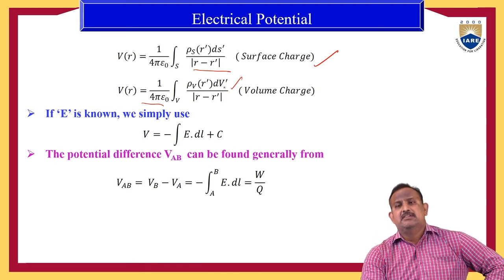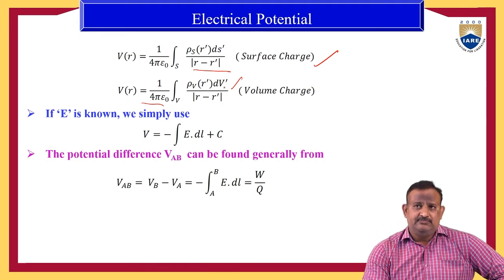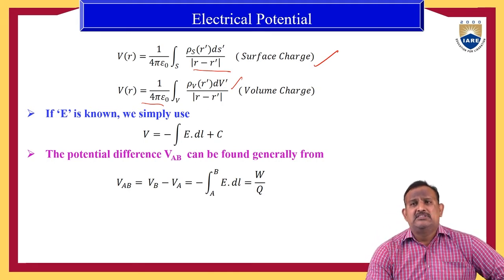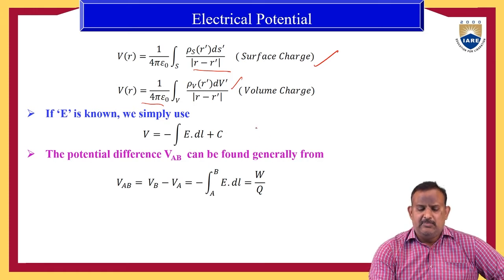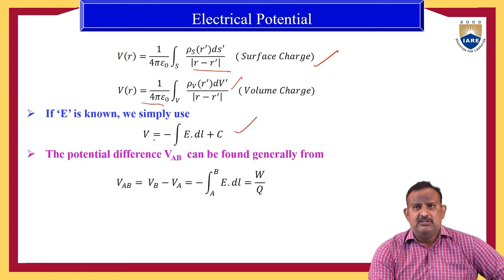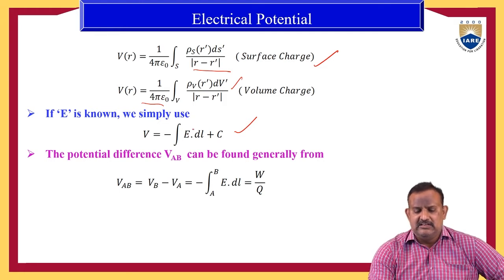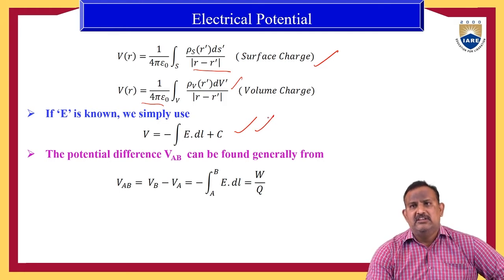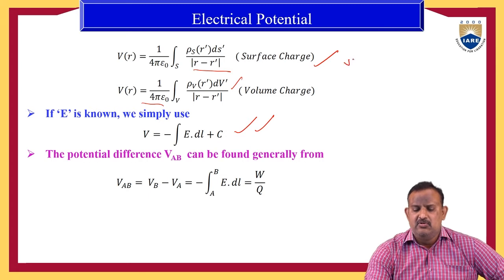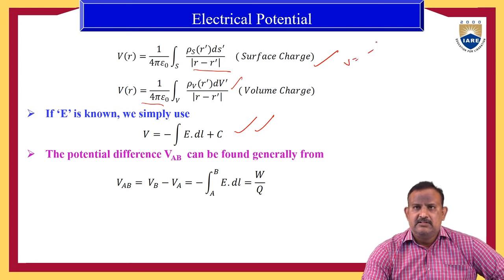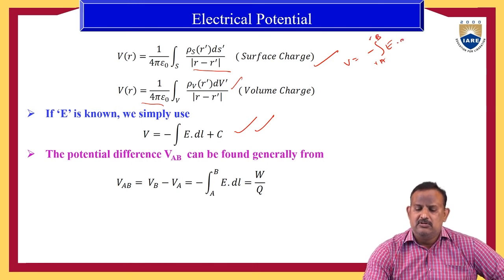R minus R dash. Next, we can relate the potential and electric field by using this equation. Here the potential V is equal to minus integral E into dl. It is a general expression for potential. V is equal to minus E into R. We can write it from A to B also, R from RA to RB, E into dl like that.